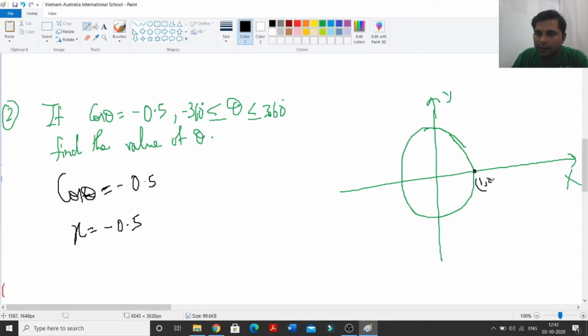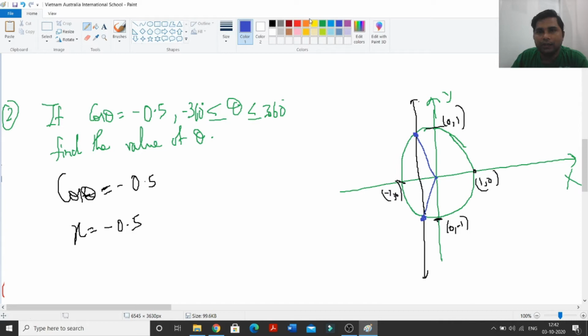Let's quickly name the points: 1 comma 0, 0 comma 1, minus 1 comma 0, and 0 comma minus 1. So if x is equal to minus 0.5, we will draw the line x is equal to minus 0.5, which is parallel to the y-axis. Okay, so this is the line, and it is intersecting the unit circle at two particular points. We will join the points with the origin.